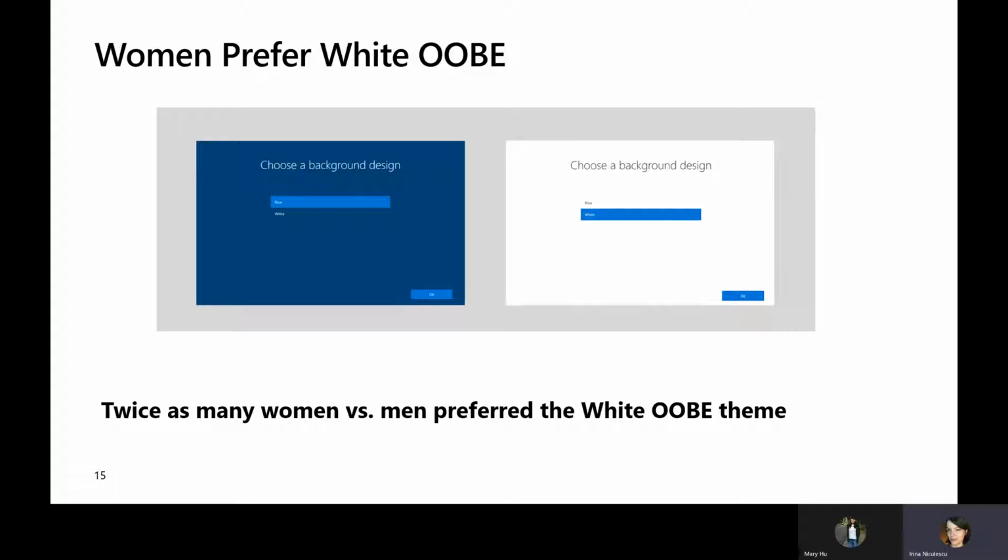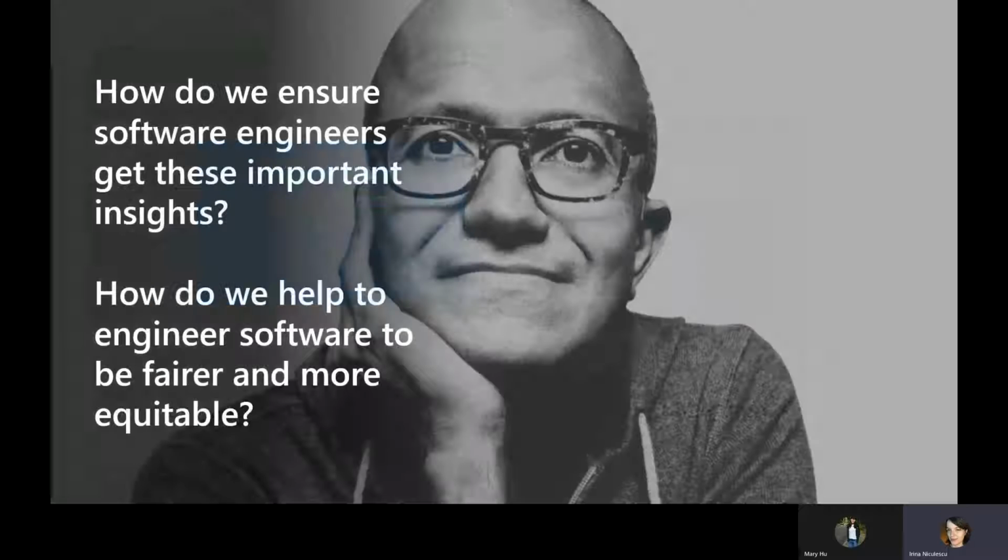How about themes or Outlook or Edge? The question is, how can we ensure our products are more equitable? Mary, our lead data scientist, is going to give us some insights from our platform.